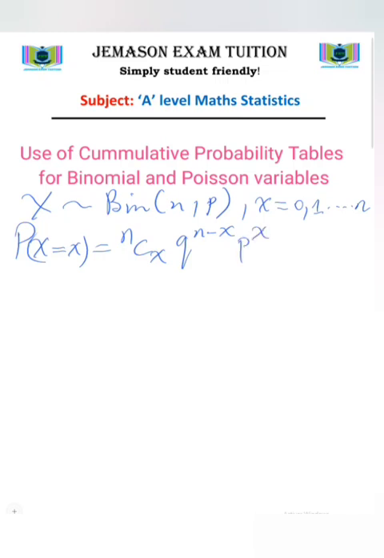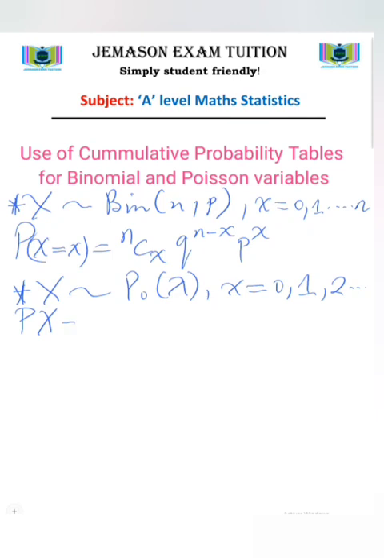p to the x. In the case of the Poisson variable, we have the notation where lambda is the mean of the distribution, and it can take values ranging from 0, 1, 2 up to infinity. Now, the probability mass function for the Poisson distribution is given by e to the negative lambda, lambda to the x, all over x factorial.